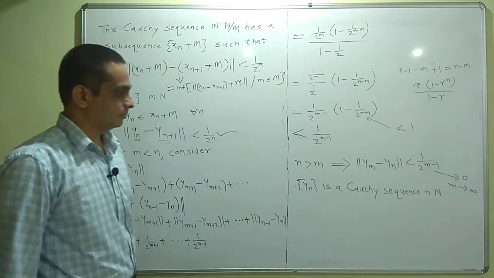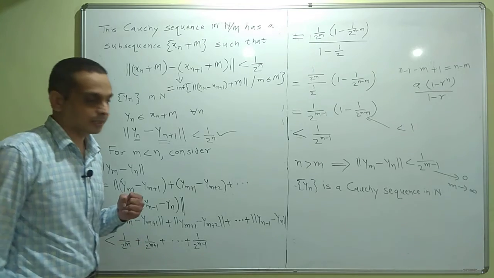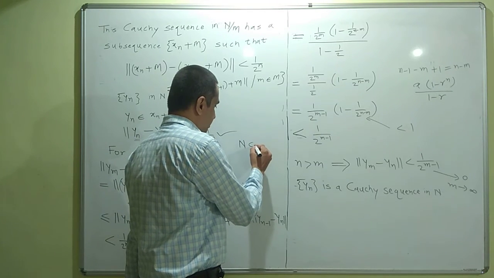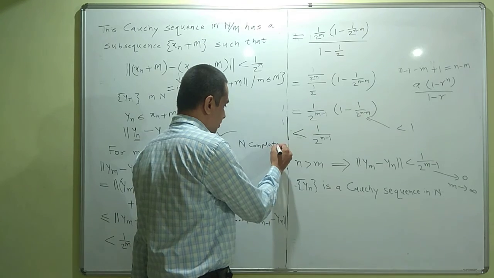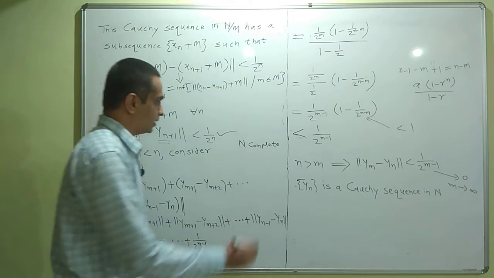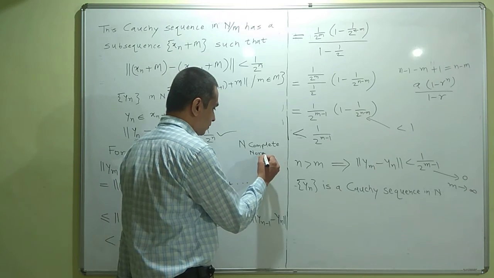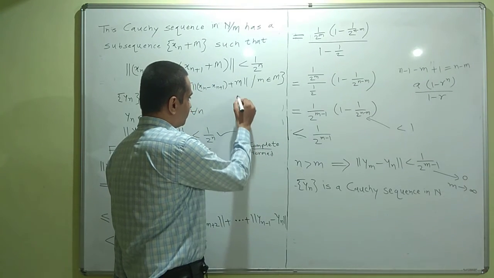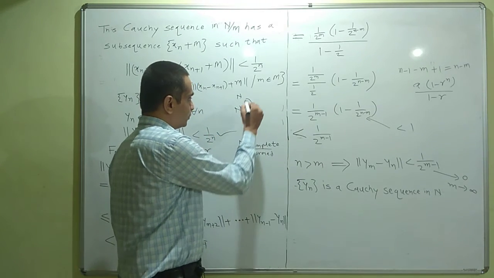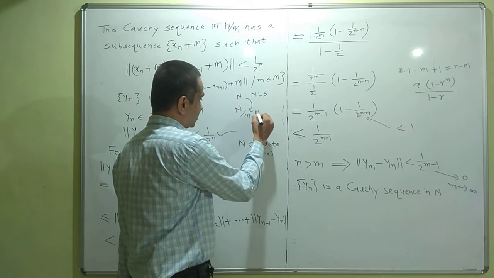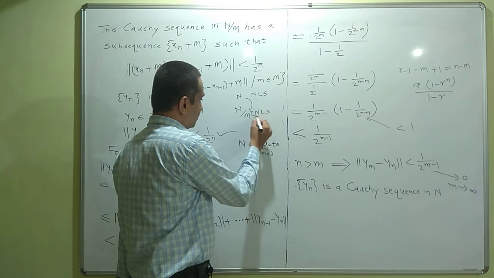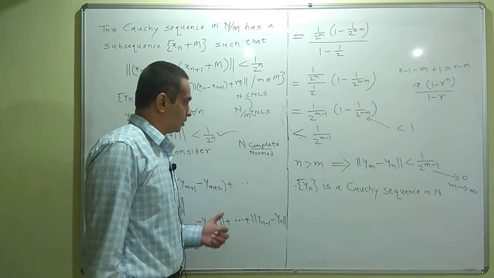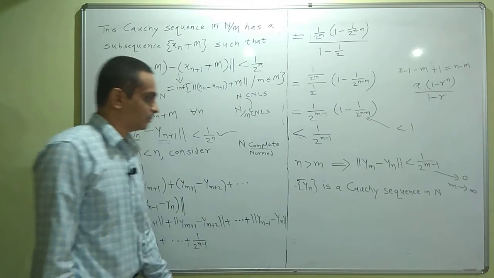There is a slight correction in the statement of the theorem. I forgot to write that n is a complete normed linear space. I just stated that n is a normed linear space, but you should take into account that n should be a complete normed linear space. Then only n by m will be complete. Note that if n is a normed linear space, then n by m is a normed linear space. That is true. But if you want to prove that n by m is a complete normed linear space, then n should again be a complete normed linear space. So please take into account this correction.